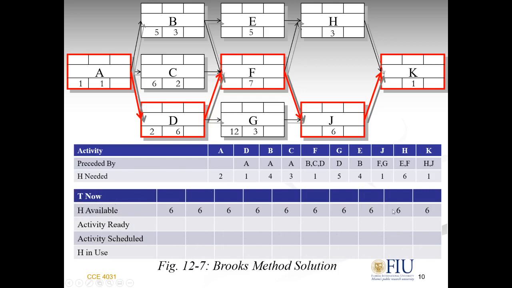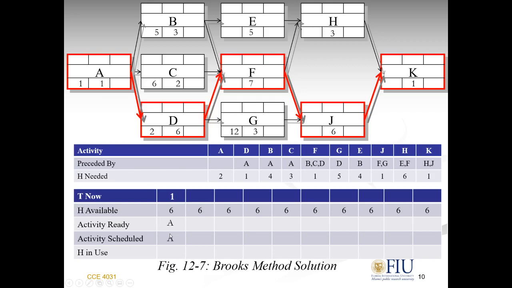Now let's start by filling this table. T now is when the schedule starts. Let's always pick 1 for T now, which means activity A started at 1. H available is given. Again, we can have another row here that says M available, which will be given. What activity is ready on day 1? Activity A is ready. What activity is scheduled means can we start that activity? Can we start A on day 1?